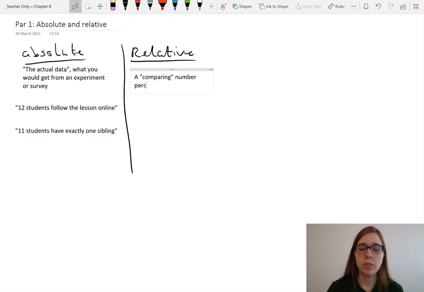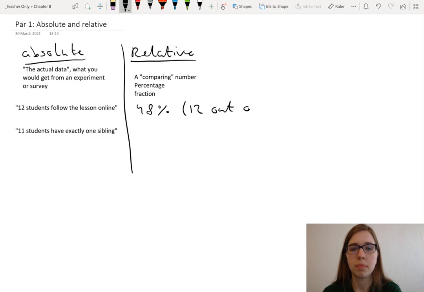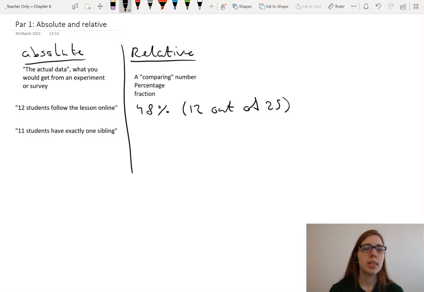So usually we use a percentage or we use a fraction. So for instance, those 12 students that follow the lesson online, that might be 48%. Why? Because it's 12 out of 25. And those 11 students that have exactly one sibling, in this case, that one was not nicely out of 25, so that's a slightly more annoying number.